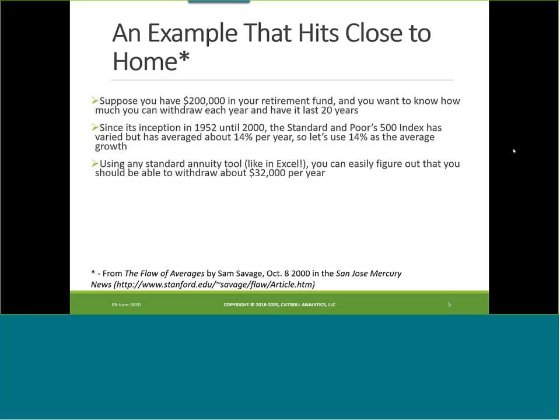Well, you can go to a standard annuity tool like in Excel. There's a number of different formulas in Excel that will figure this out for you very quickly. You can easily figure out that you should be able to withdraw about $32,000 per year and have your money last for 20 years. Clearly, the return will fluctuate over this period, but as long as the average is 14%, you should be okay, right?